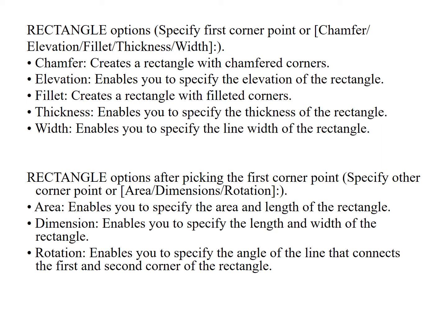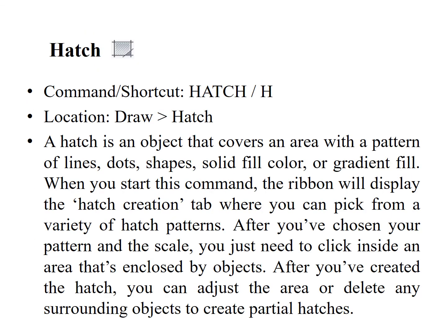Rectangle options after picking the first corner point provide different options like area, which enables you to specify the area and length of the rectangle; dimension, which enables you to specify the length and width of the rectangle; rotation, which enables you to specify the angle of the line that connects the first and second corner of the rectangle. These are the different options available under the rectangle command.